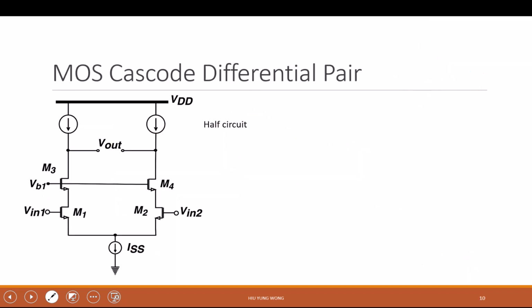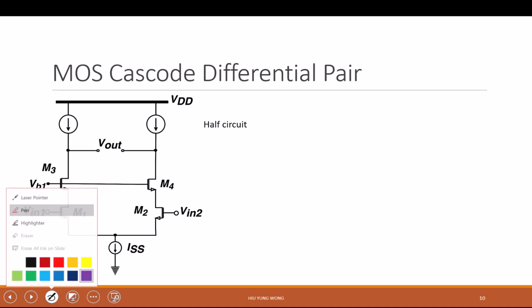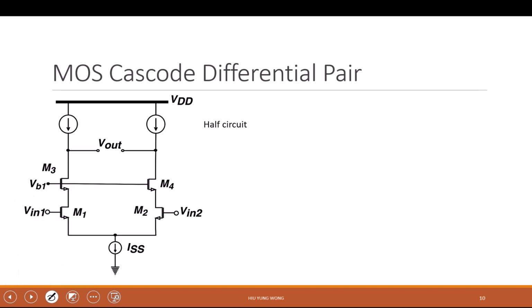Let's do one more, right? This one is Cascode differential pair. We have learned Cascode circuit before. Maybe I can remind you a little bit. What is a Cascode circuit? We have, maybe this is the current source. We stack another voltage on top of it, which is a biasing voltage. And then we put the input to here, right? And then we have the V out.